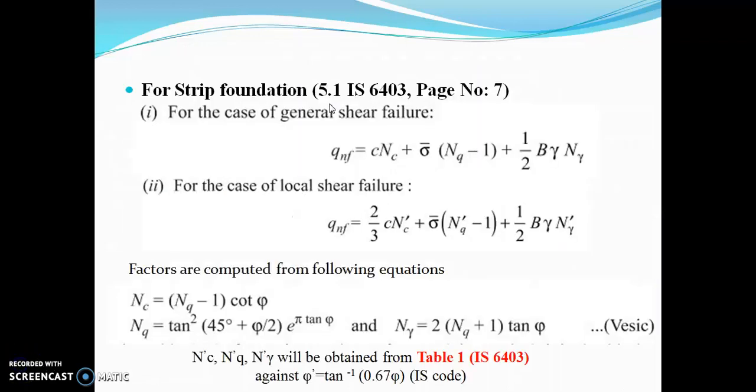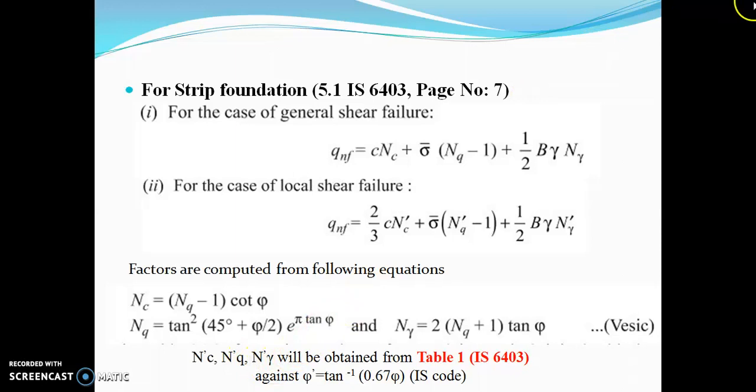These will be based on the modified value of angle of friction, phi dash, which is given as tan inverse of 0.67 of phi. Phi value given to you is 22. You won't take 22 to find out Nc dash or Nq dash or N gamma dash. You will take tan inverse of 0.67 times this phi value. Then whatever is this modified phi, you will go to the same table 1 on page number 8 if I am not mistaken of IS 6403 and get the values of Nc dash, Nq dash, N gamma dash.